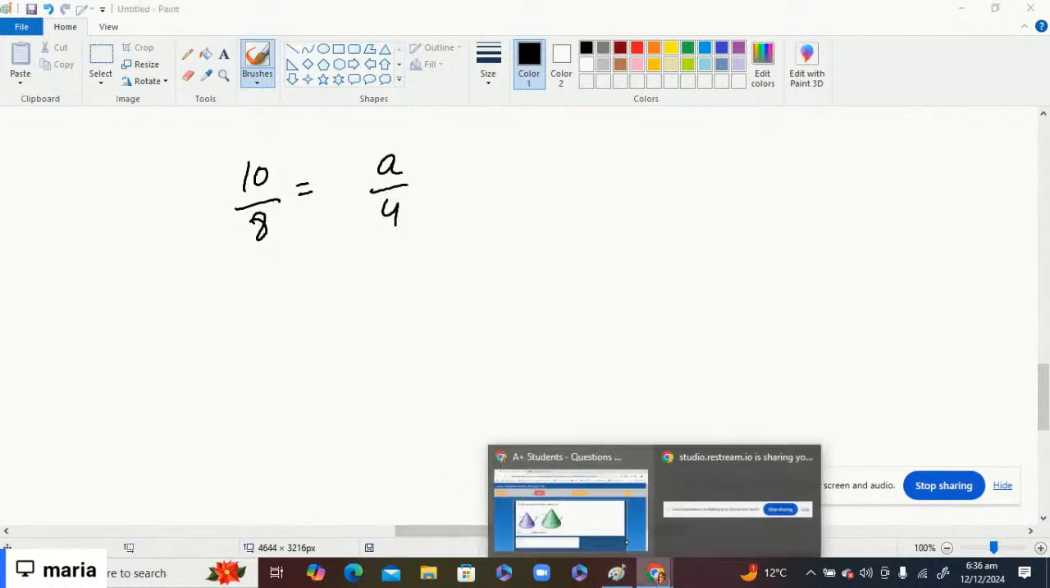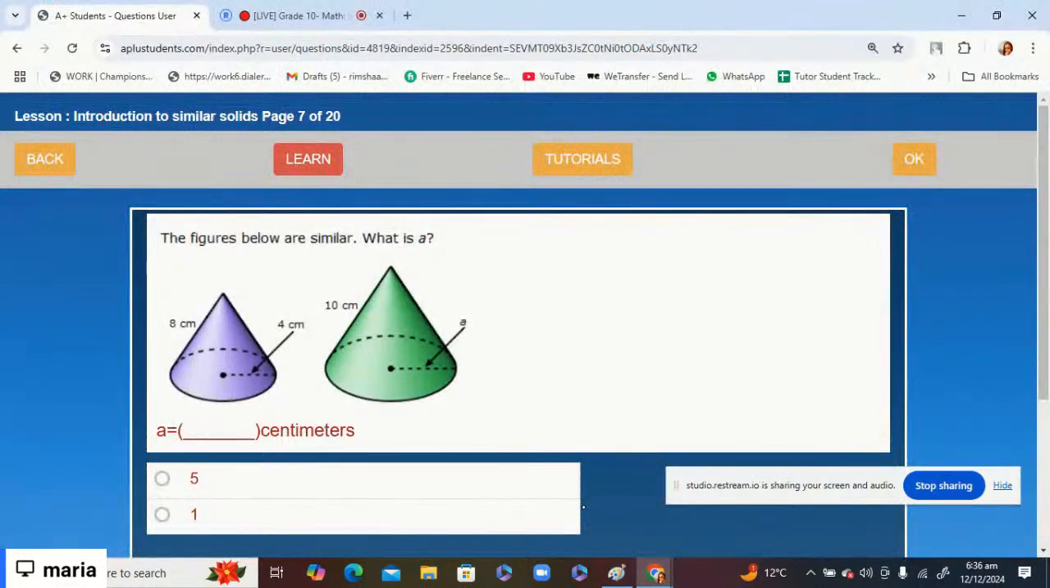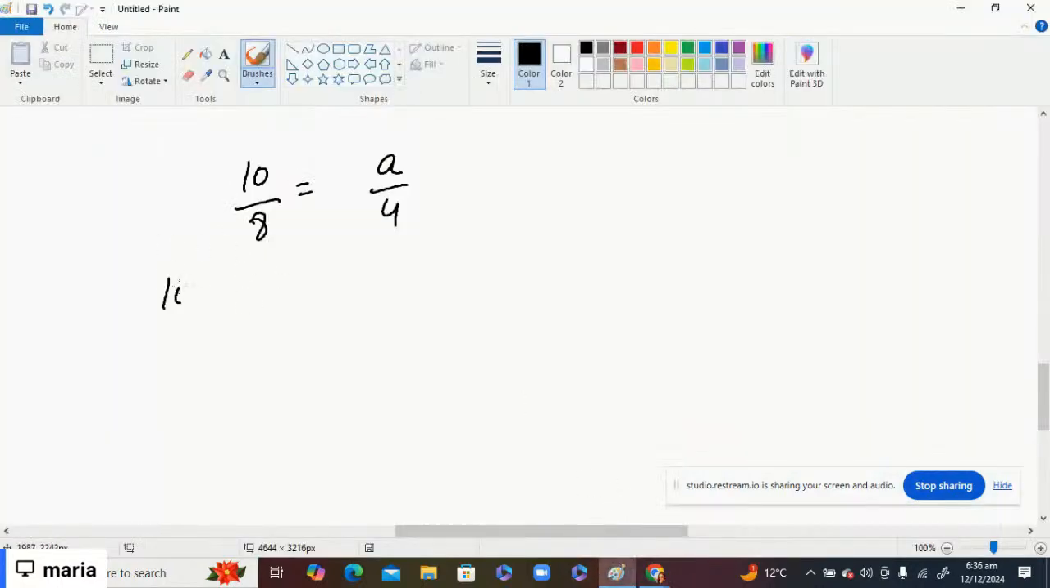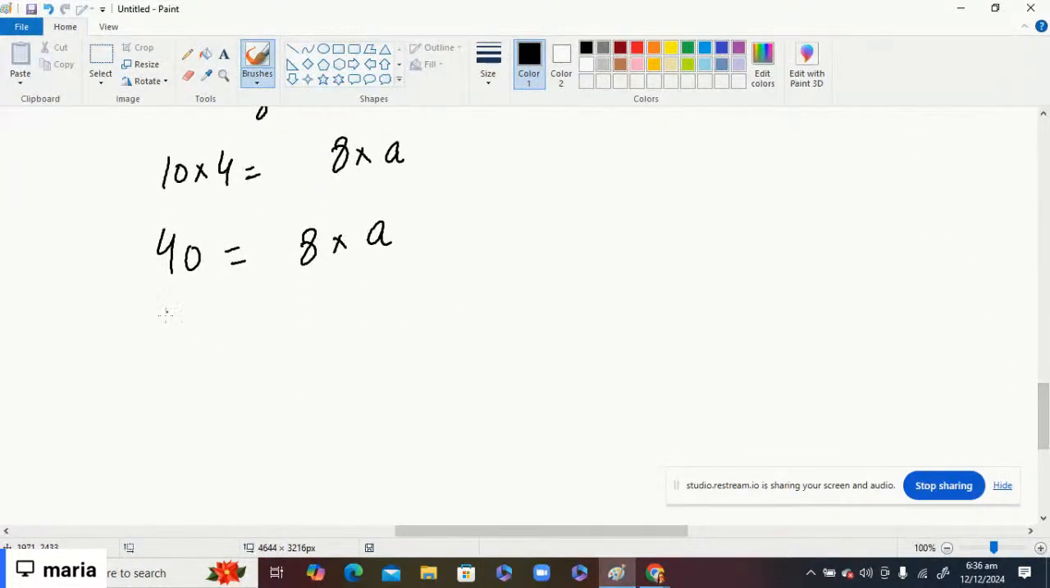Okay, look, this is 10 and here is 8. This is not the half of this. That is the reason we are using this method to solve it. Okay, 10 times 4, 8 times a, that is 40, and 8 times a as it is.